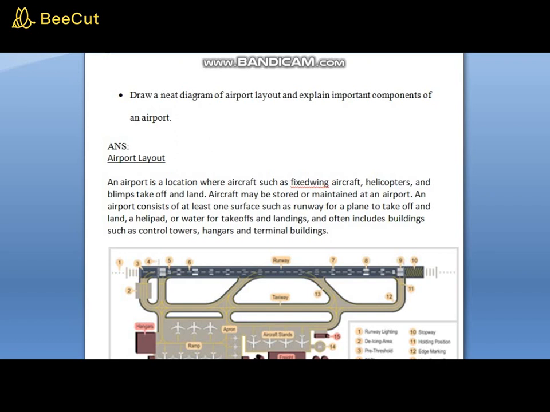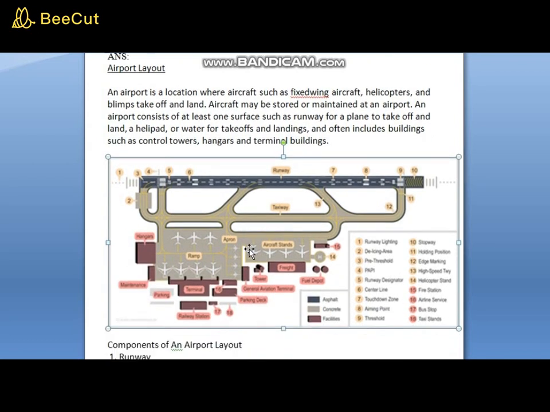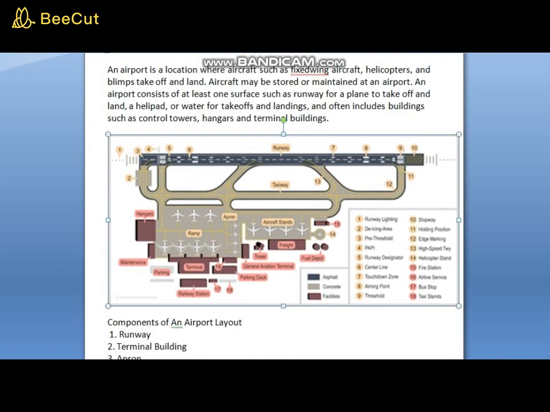Now let us see the layout of an airport. This diagram is very important when we are going for an answer. You can see a complicated diagram, but at least you need to draw the outline of this diagram in your exam paper. Then only the answer to this question is valid. Without the diagram, you will not get half of the marks allotted to this question. Okay, so this is nothing but the airport layout.